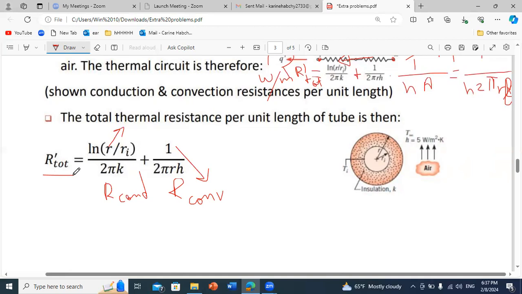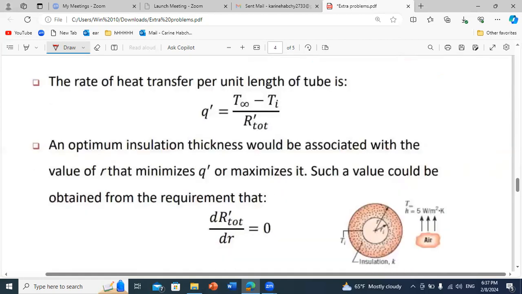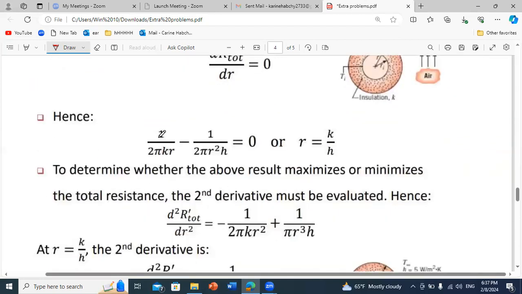To know this, it's math. Now all we have to do is to derive, because to find if we have an optimum, we should say that the derivative of R prime with respect to R should be equal to 0. And here the functions are not complex, we can easily derive. So if you derive this equation, you will get that 1 over 2 pi k R minus 1 over 2 pi R squared h should be equal to 0. And this will give you a radius R equals k over h.